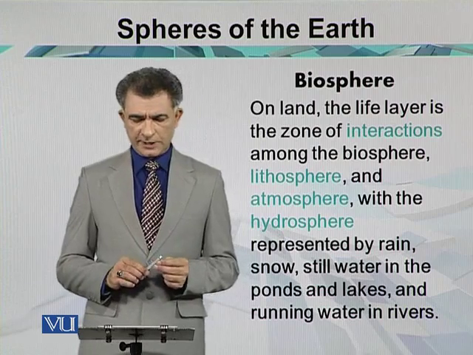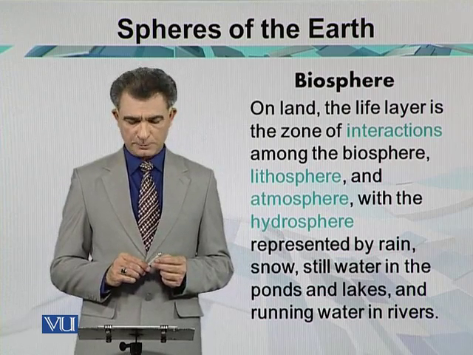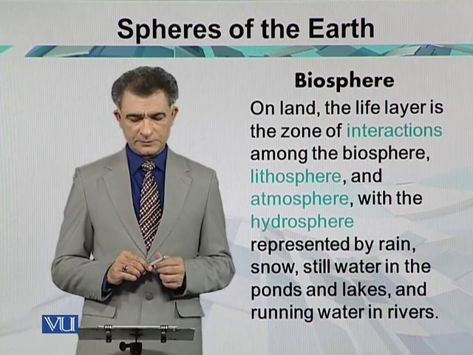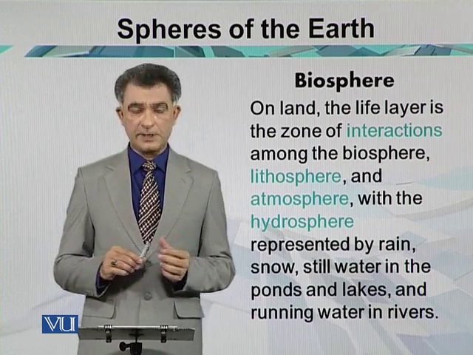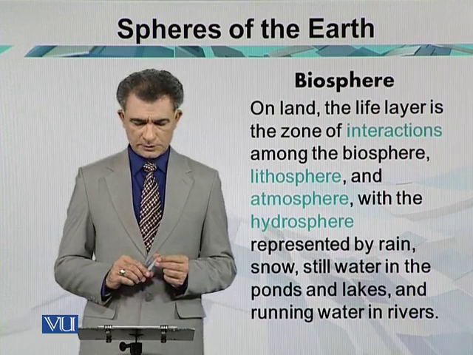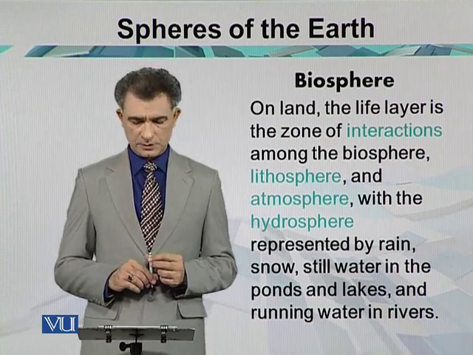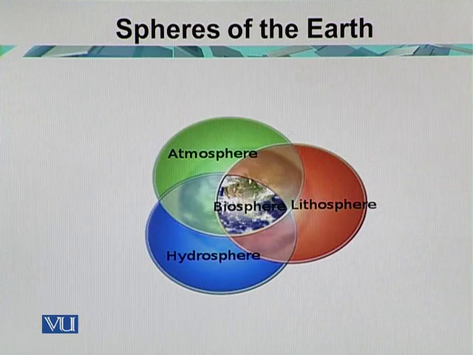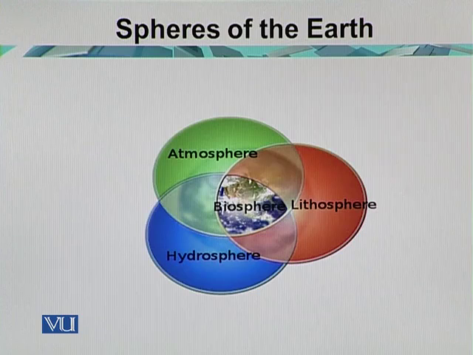On the land, the life layer is the zone of interaction among the biosphere, lithosphere, atmosphere, and the hydrosphere, represented by rain, snow, still water in ponds and lakes, and running water in rivers. So here you can see the interaction between the four spheres. The biosphere is actually in the middle of the spheres. Why? Because it is the result of the other spheres. We have suitable atmospheric conditions, so that's why we have life over the surface of the planet.